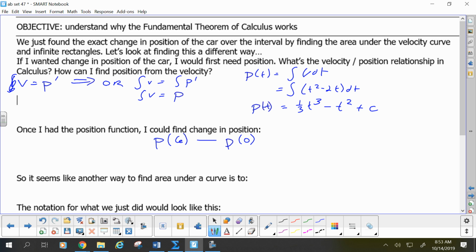Now the position at time 6, that would be something like 1/3 times 6 cubed minus 6 squared plus some c that would relate to where we started from. You follow? And position at time 0 would be 1/3 times 0 cubed minus 0 squared plus c. Make sure you have parentheses around both because you need to subtract the whole thing. Now, the c's subtract away. I think you'll agree. Yeah?